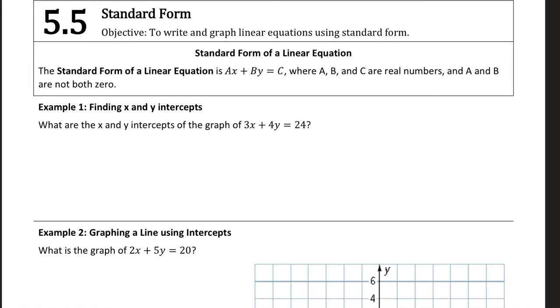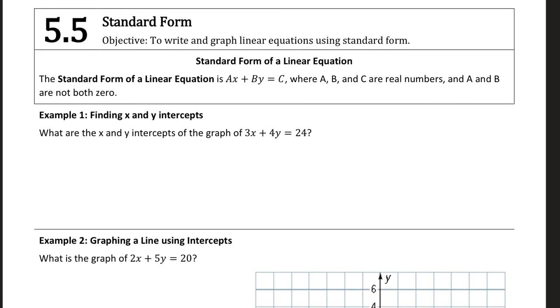Okay, so in lesson 5.5, we're going to cover a third form of linear equations, and this is called standard form. So I'm going to go over this definition at the top. The standard form of a linear equation is ax plus by equals c, where a, b, and c are all real numbers, and a and b are not both zero.